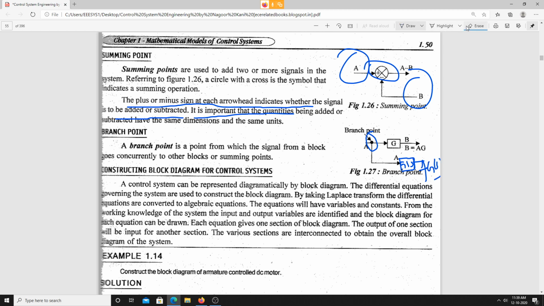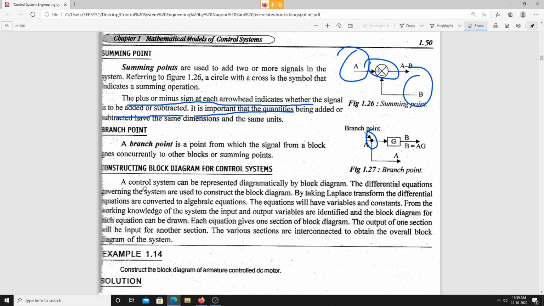Now in this case, we are not having any block or any summing point. So the output is the same as the input we have given. A is the signal here also. If we have a function block or a summing point, it will be different.